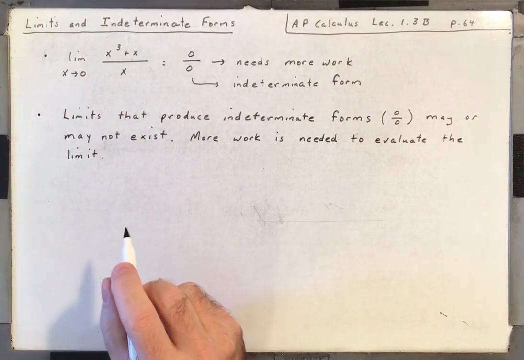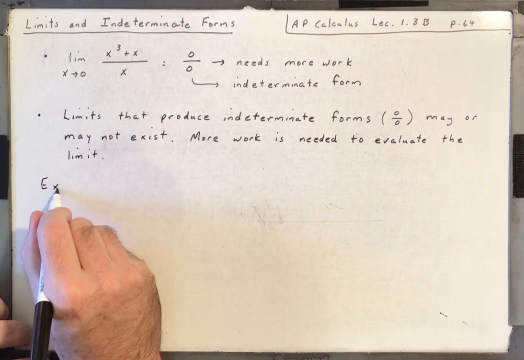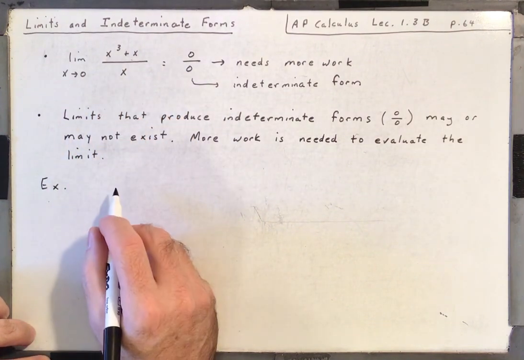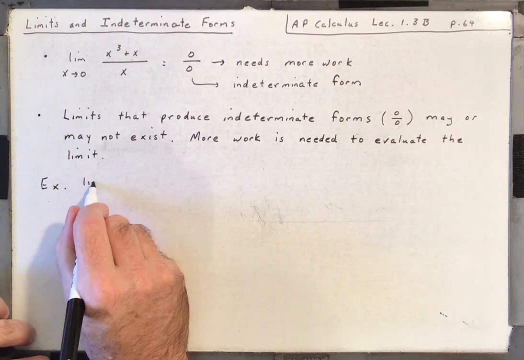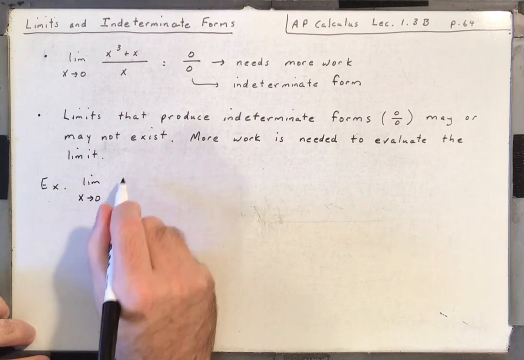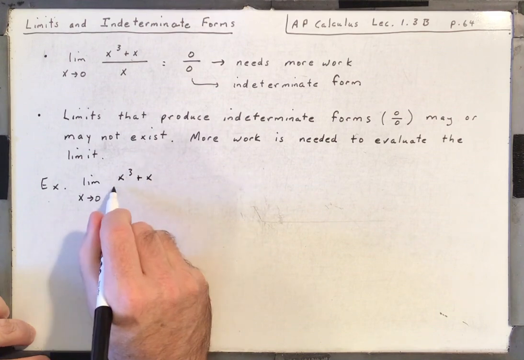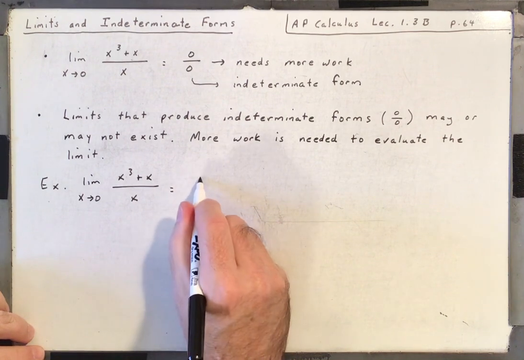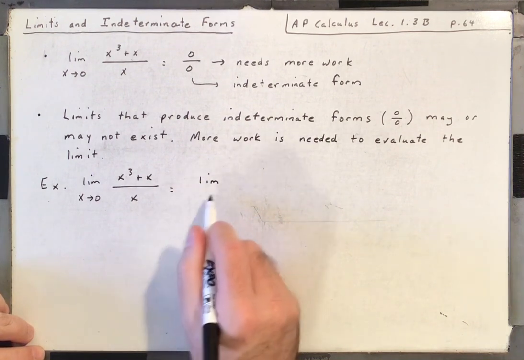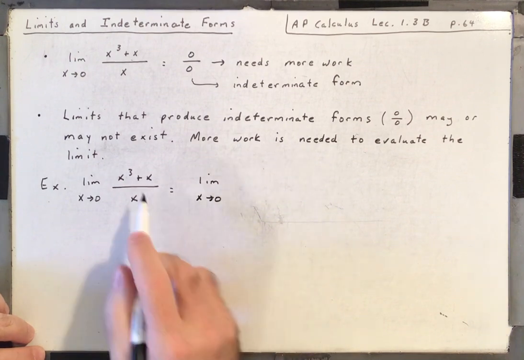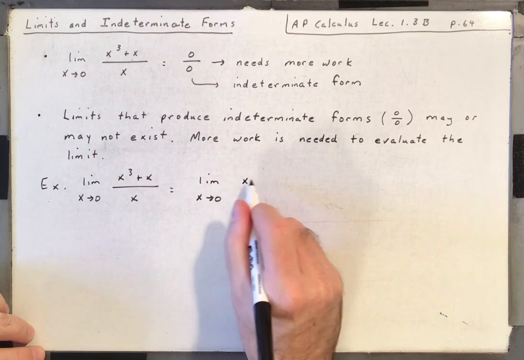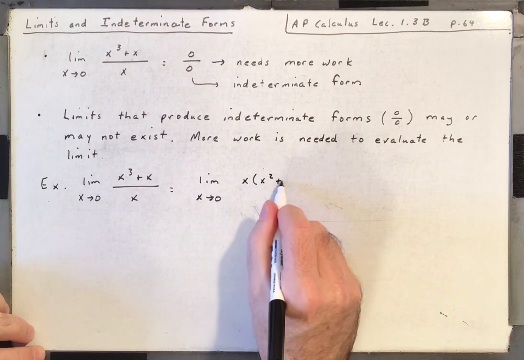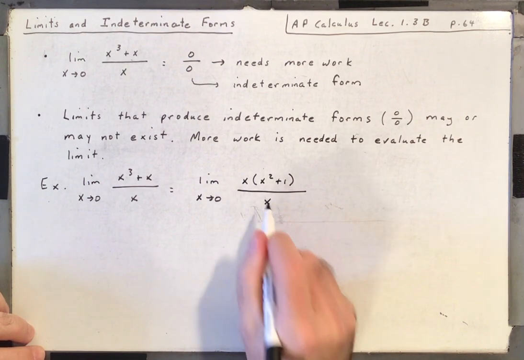Okay, so let's do a simple example here. We're just going to do this example up here. We want to take the limit as x approaches 0 of (x cubed plus x) over x. Plug in, you get 0 over 0. Now, you have to do it this way. Rewrite the limit each time. But what could we do to the top? We could factor out an x, and I would have x squared plus 1, and then we still have our x on the bottom.